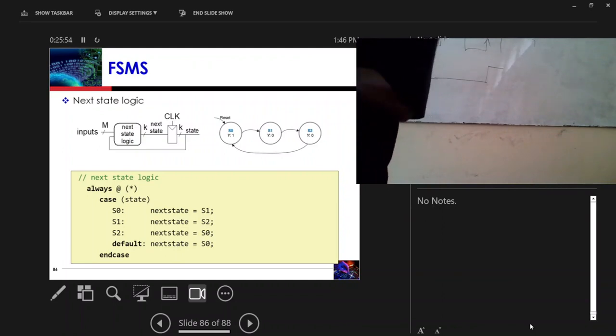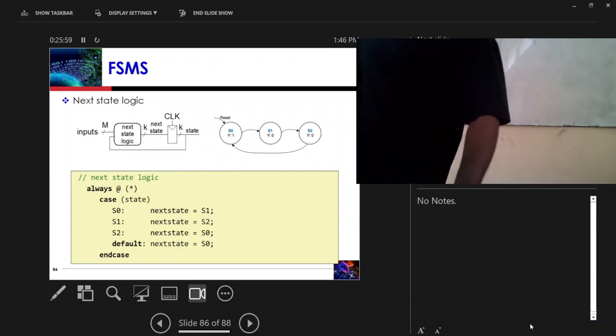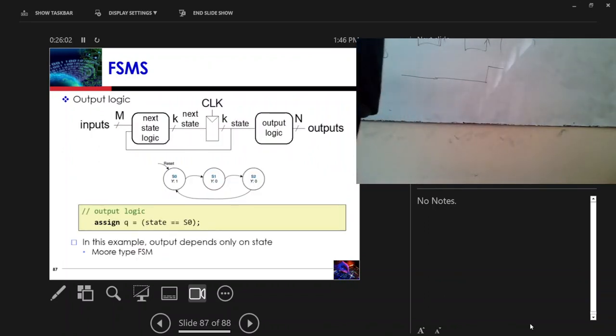This is our next state logic. You see how easy it is, just using the state diagram to design it. The next one is our output logic. Right now, Y is our output. What logic can we design to depict our Y? If state is equal to 0, our Y is 1. I use the comparator here: state is equal to 0, then assign it to our output. It's as easy as that.